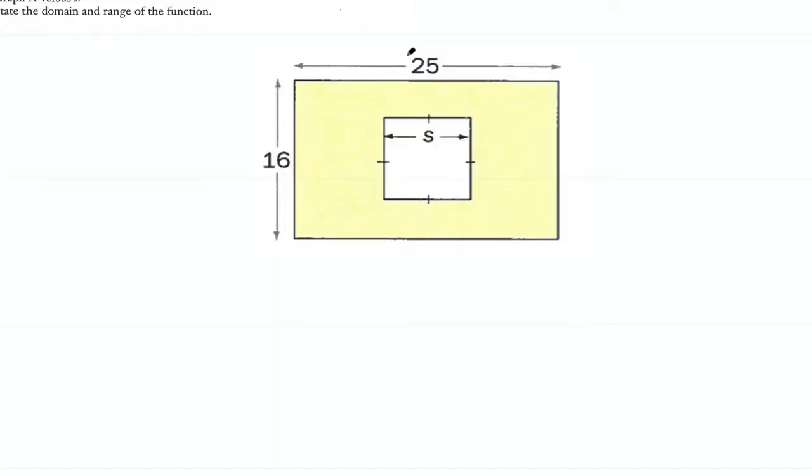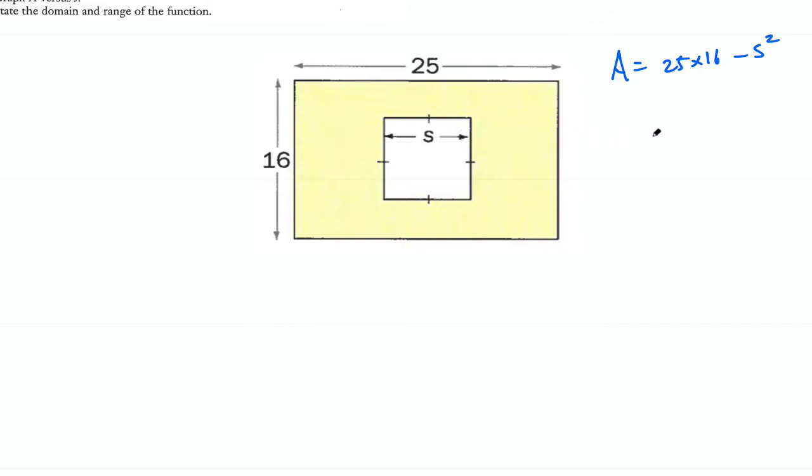You have this diagram. So the area of the shaded region I can represent by first calculating the area of the entire thing. So this entire thing here is going to be 25 times 16. And I'm going to subtract the area of the square that's in the middle. And the area of the square is just s squared.